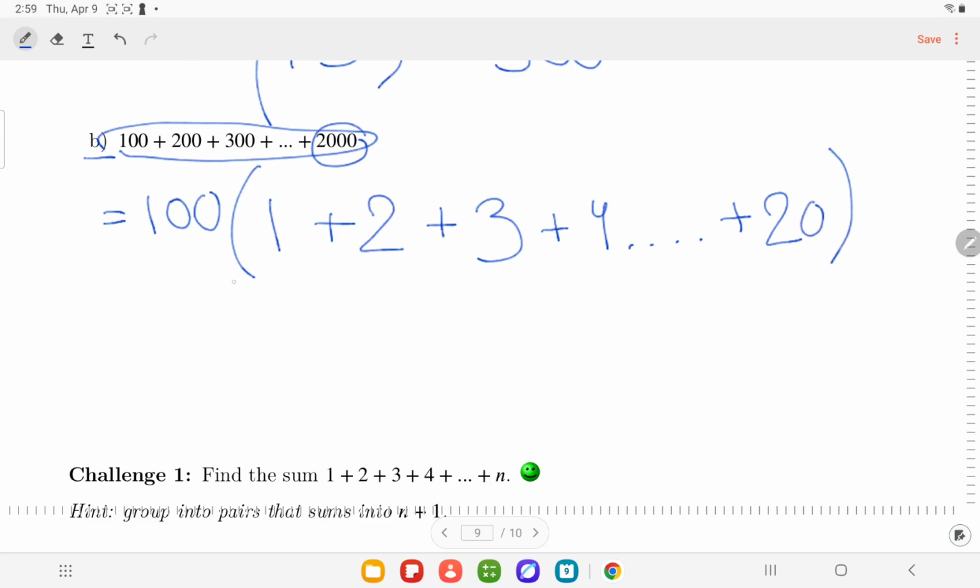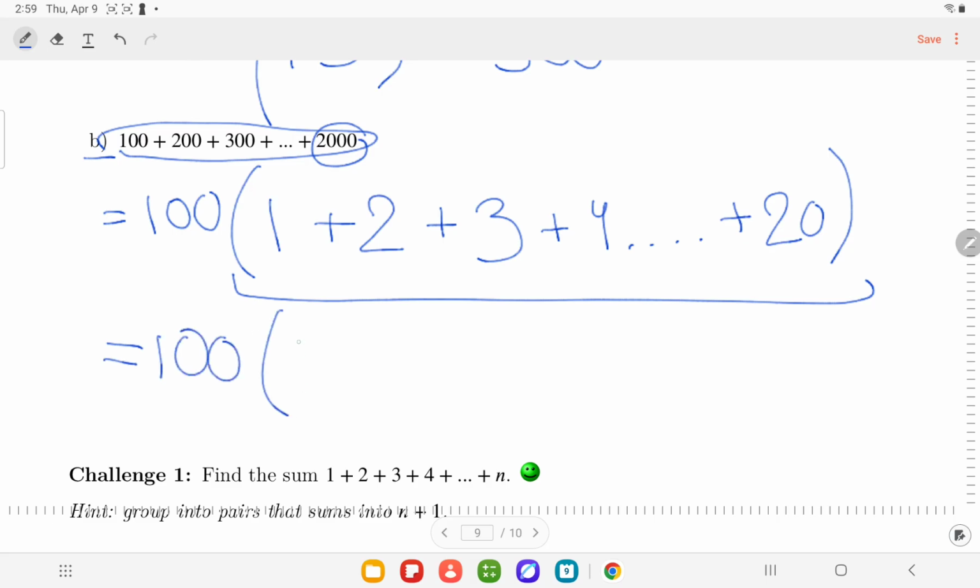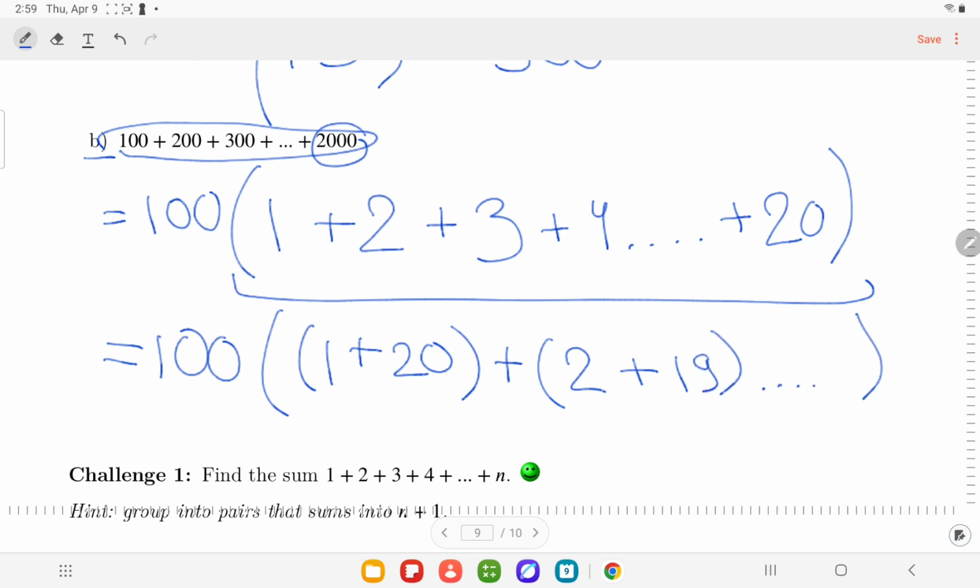Now, in order to sum this bracket up, we can do what we were doing earlier, where we added the very first term to the last term, and the second term to the second last term, and so on and so forth. But an easier way to do this would be to know right off the bat how many pairs, like how many brackets you need to make, instead of writing them all out.